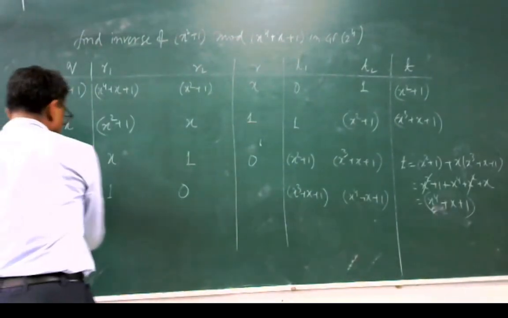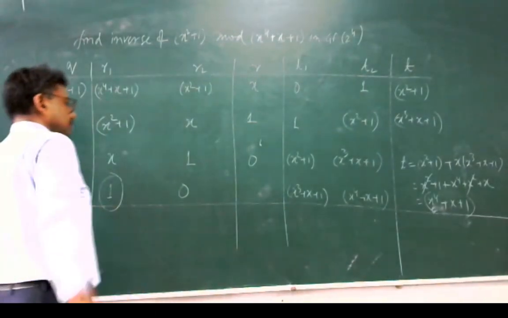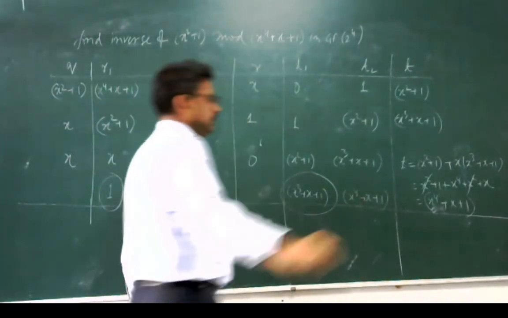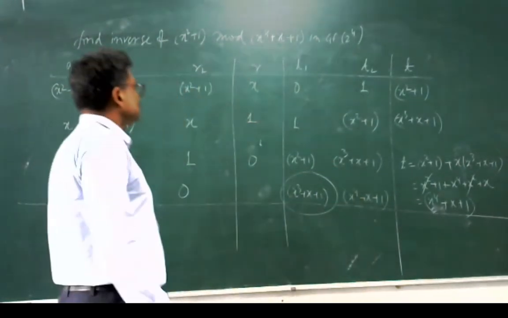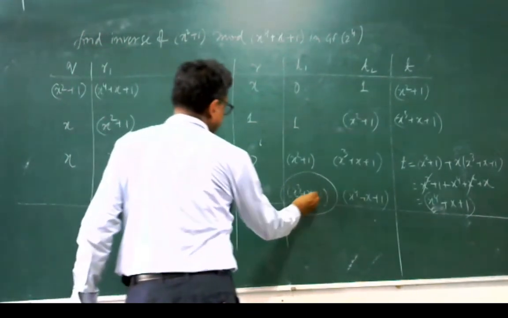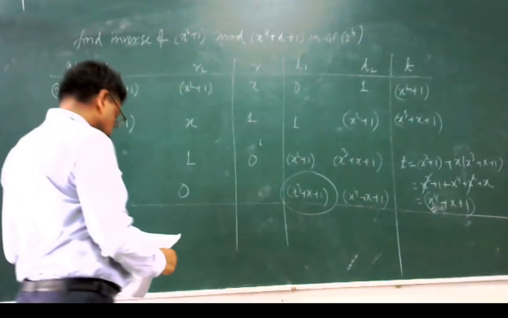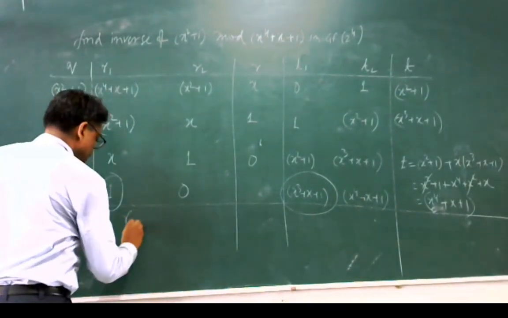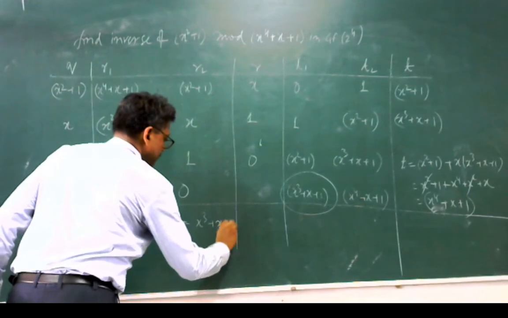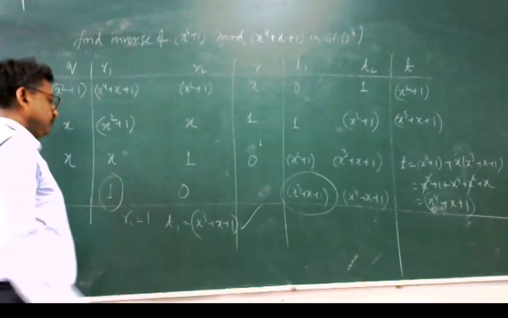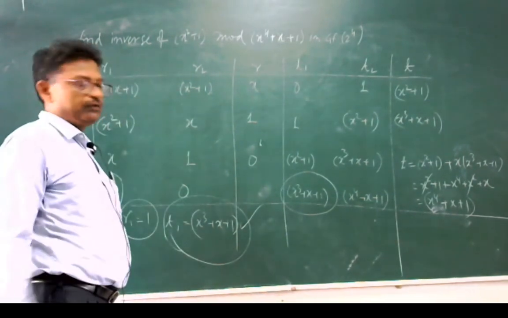Now the extended Euclidean algorithm says when this R1 becomes 1, whatever is the value of T1, that will be the multiplicative inverse. So the value of T1 is x cube plus x plus 1. It means x cube plus x plus 1 is the inverse of x square plus 1, since R1 is equal to 1 and T1 is equal to x cube plus x plus 1. So at the time when R1 becomes 1, whatever is the T1, that value is the inverse.